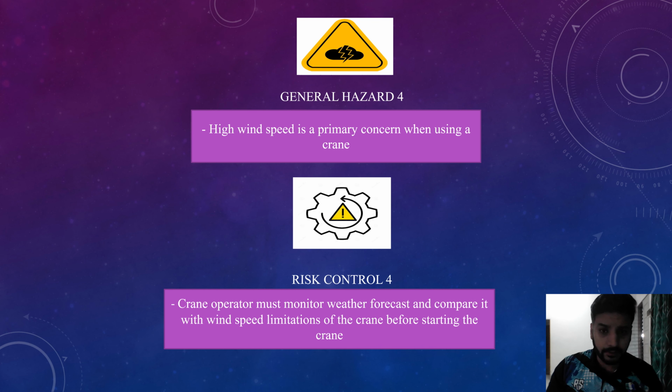Moving on to general hazard number 4, high wind speed is a primary concern when using a crane. To control that, we need the crane operators to monitor the weather and compare it with the wind speed limitations of the crane before starting up the crane. In other words, the crane operator must be alert to weather changes and wind movements to avoid any accidents.